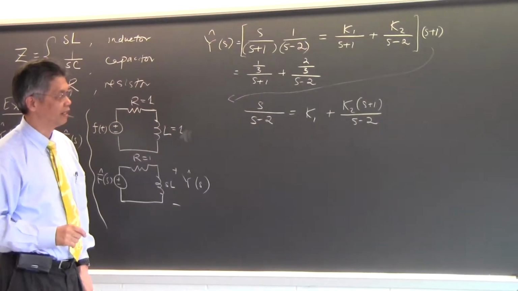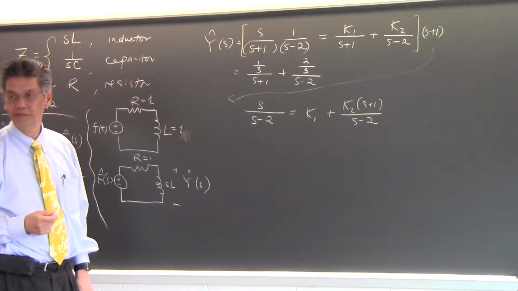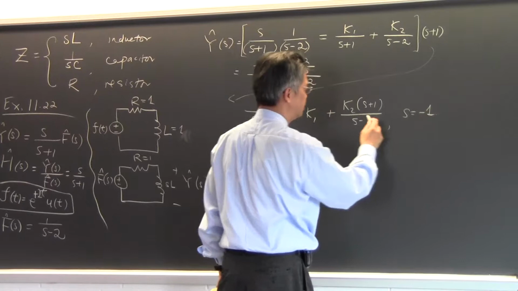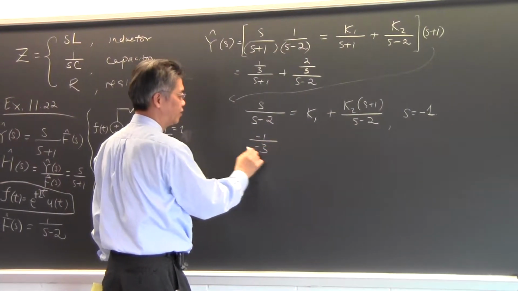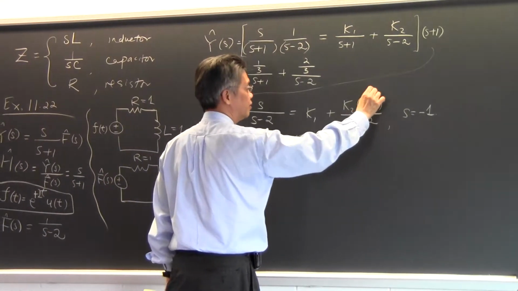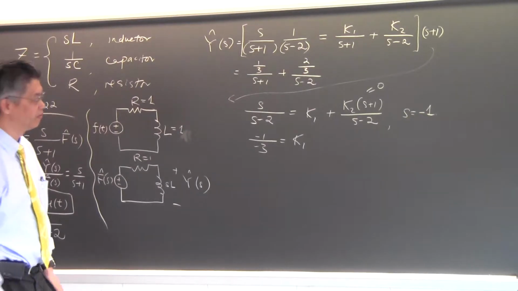And then in order to find K1, what must you set S to? You set S to -1. Okay? This vanishes. This becomes -1 over -3. And this becomes K1. And this one is equal to 0 when you set S equal to -1. So K1 is one third.